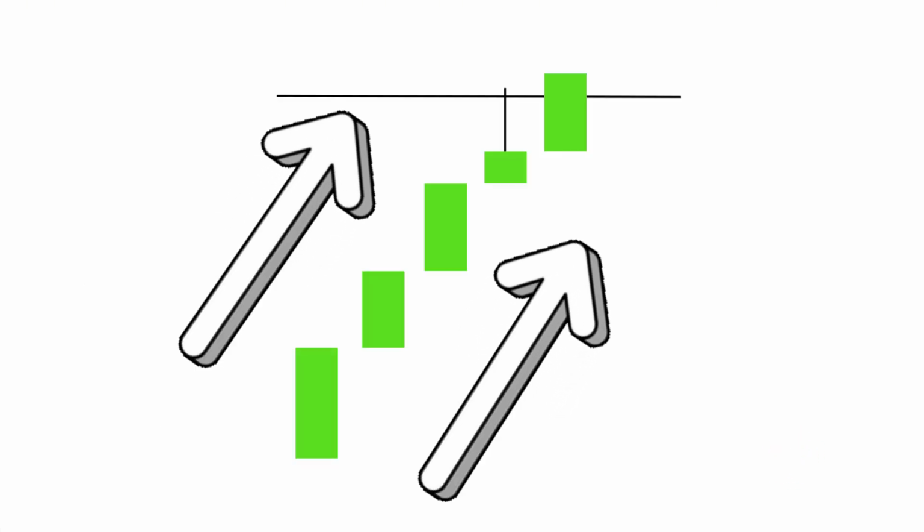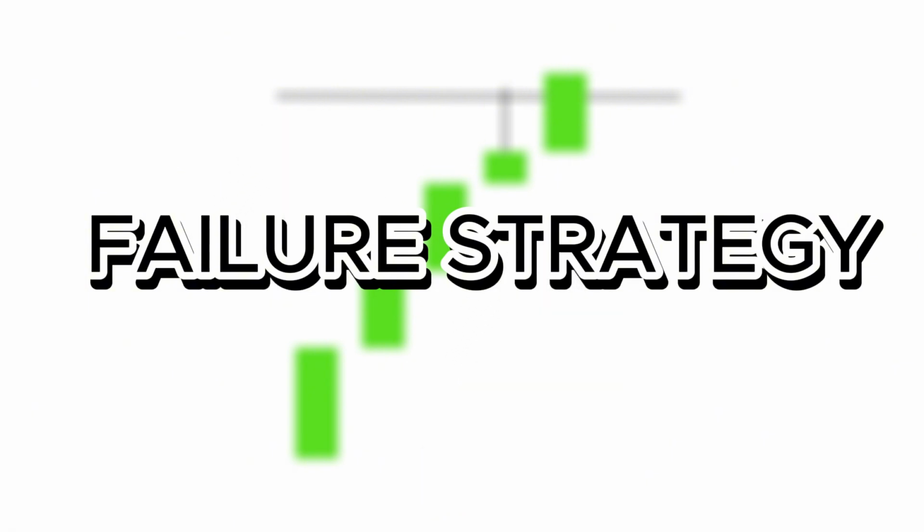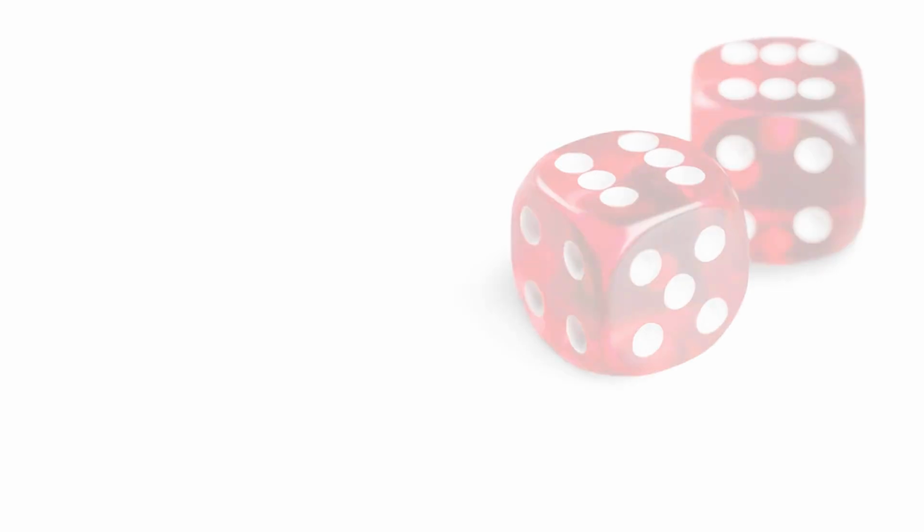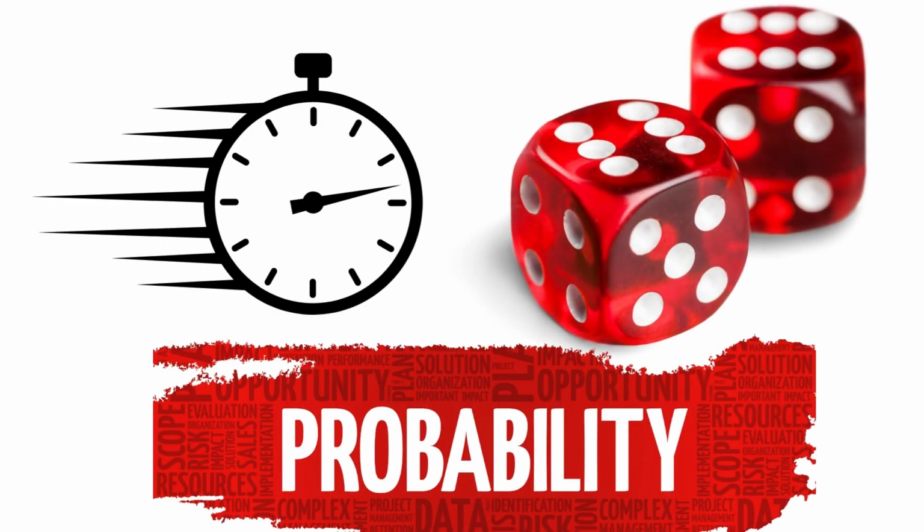So, when I noticed this, I decided to call it the failure strategy because 9 times out of 10, when a reversal pattern happens in a trend but then fails to reverse as expected, the next candle will continue the trend. With this in mind, I had to come up with a good way to take full advantage of this. First, for me to be able to identify the failure strategy happening in real time, I had to put the odds in my favor.